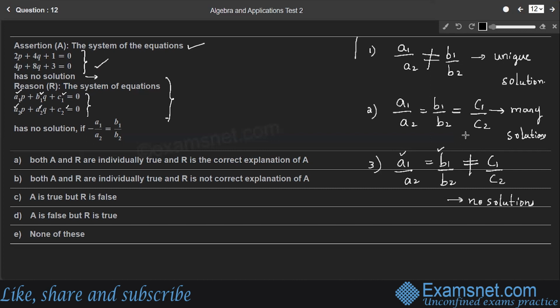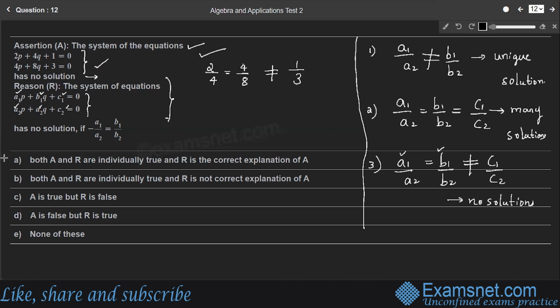So now apply these three rules to the given set of equations. Consider the first system of equations. In that, A1 by A2 is 2 by 4, which is equal to B1 by B2, which is 4 by 8. So here the ratio is 1 by 2, since 2 by 4 is nothing but 1 by 2. Here A1 by A2 is equal to B1 by B2, but it is not equal to C1 by C2, that is 1 by 3, right?